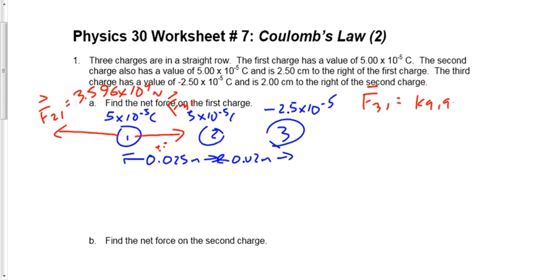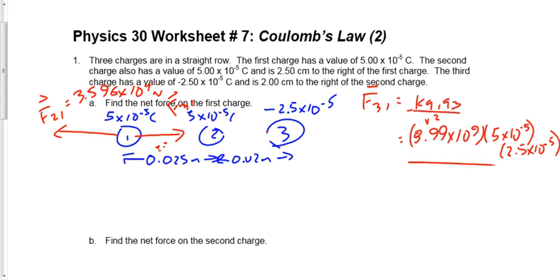KQ1 Q3 over R squared. That's going to be 8.99 times 10 to the 9 times Q1, 5 times 10 to the minus 5 times Q3, 2.5 times 10 to the minus 5, dropping the sign of the charge, divided by, what would R be? 0.02, 0.025, what is it? Good, 0.045.